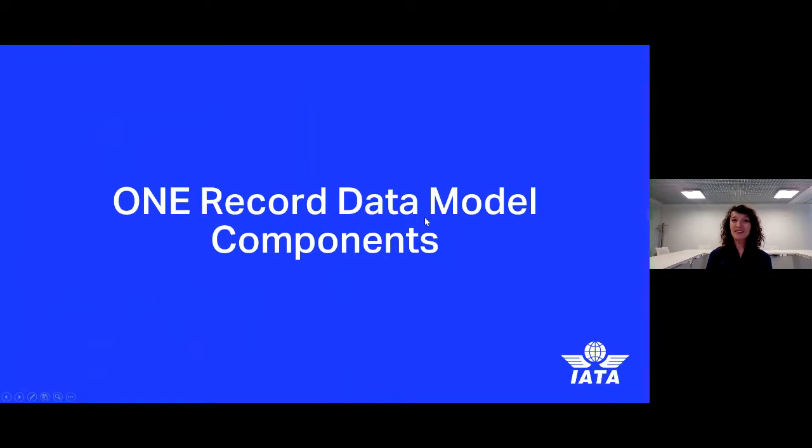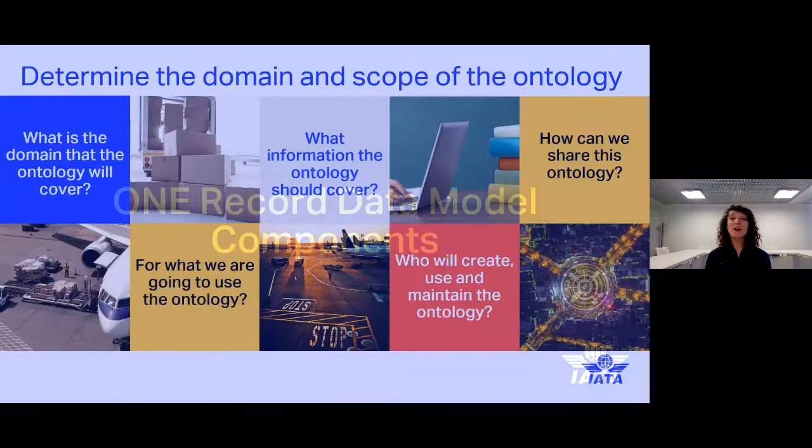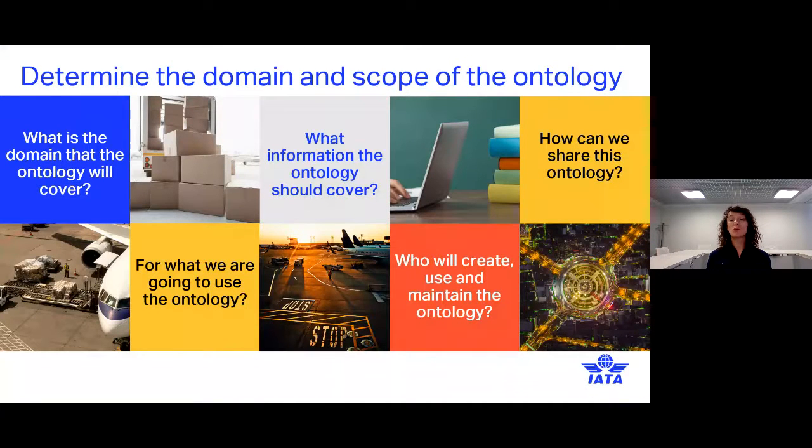First of all, let's go through the One Record data model components. When we started developing the One Record ontology, we first stopped on some questions in order to determine the domain and the scope of this ontology. For example, the first question was, what is the domain that this ontology will cover? For us, it was quite obvious because we are working in the air cargo industry, so our ontology should cover the whole freight supply chain.